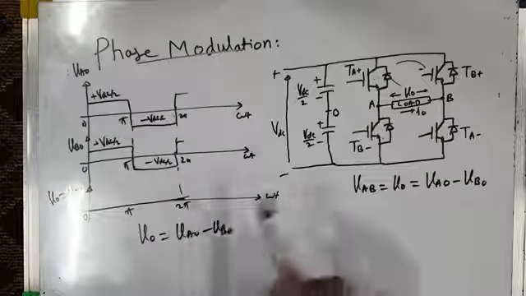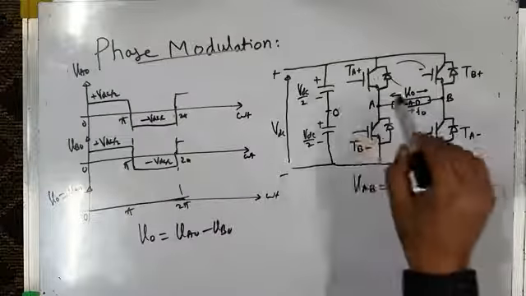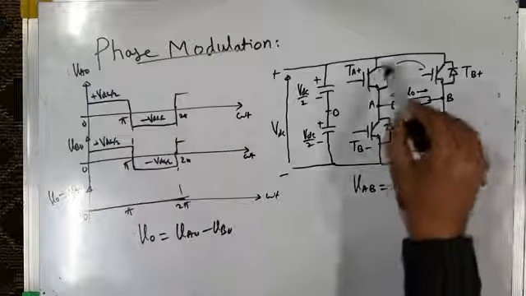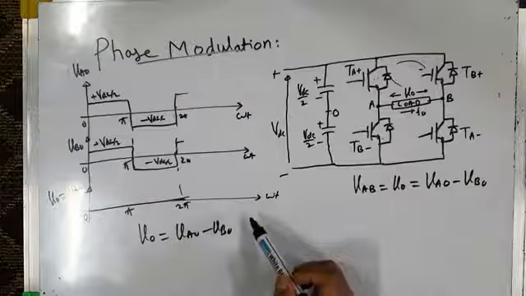And in that case, the situation is like this. From 0 to pi, the upper two switches are on, and the load gets shorted, and the load voltage is 0.